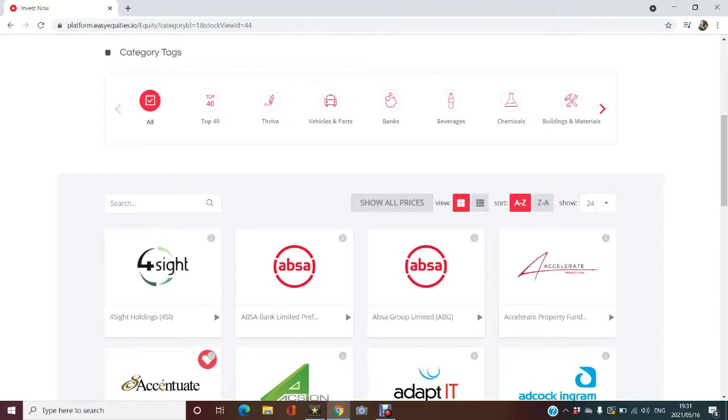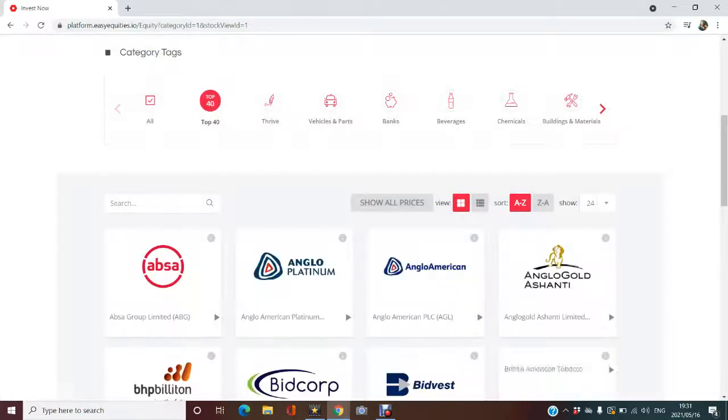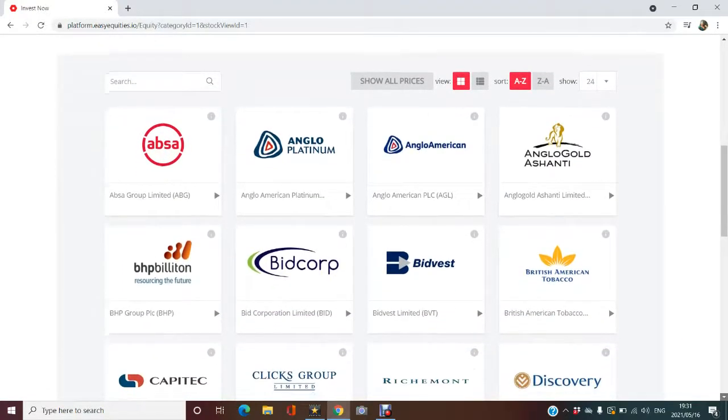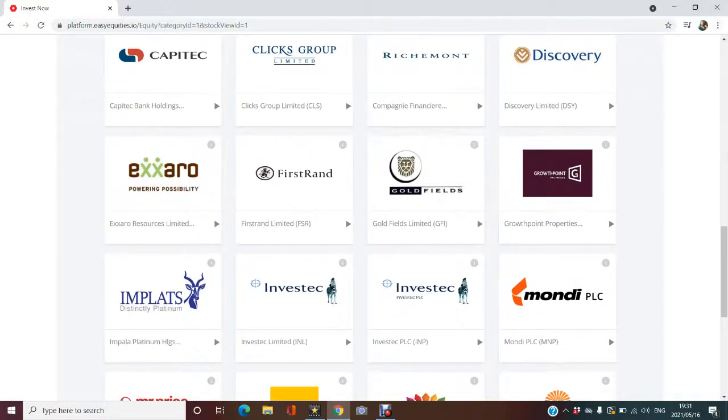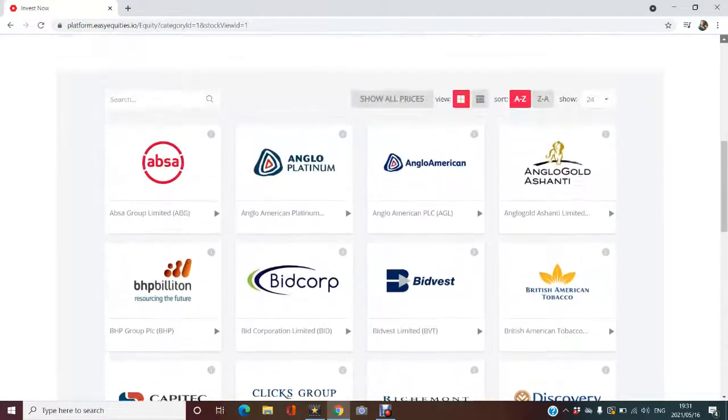This is a cool feature where there's a top 40. These are the top 40 performing companies in South Africa. They've already been picked. You have experts who sit down and check out which companies are the best performers, and they put them in a top 40 index, and you can see these are the companies. So you can select from there if you want to buy from one of the top 40 selected companies in South Africa.